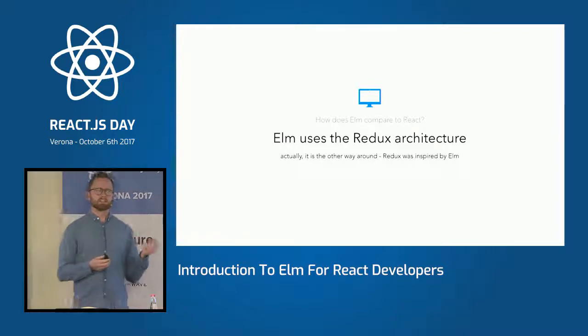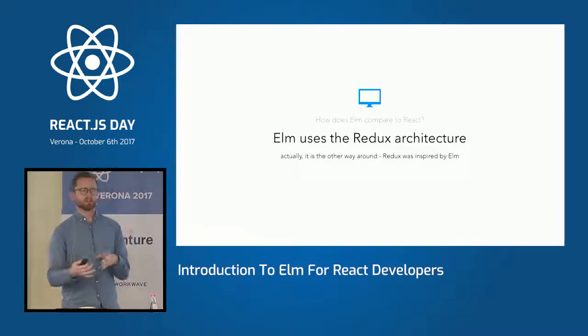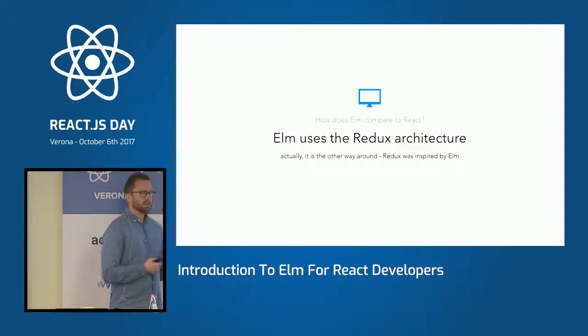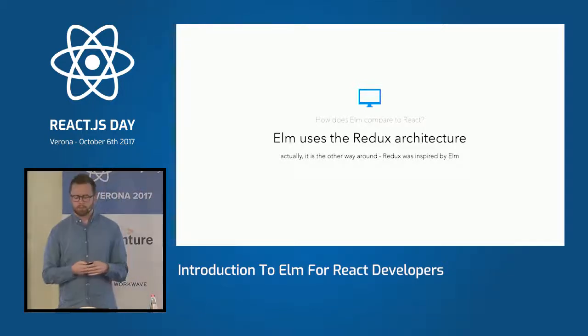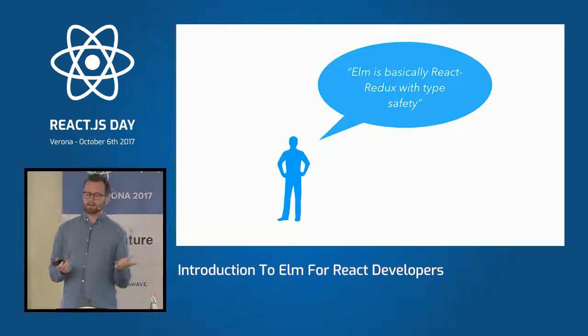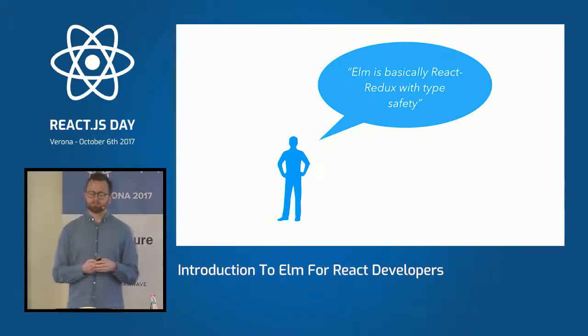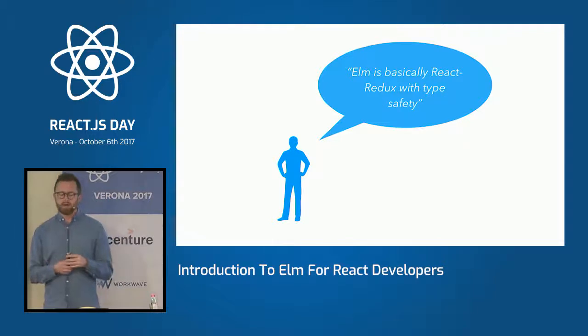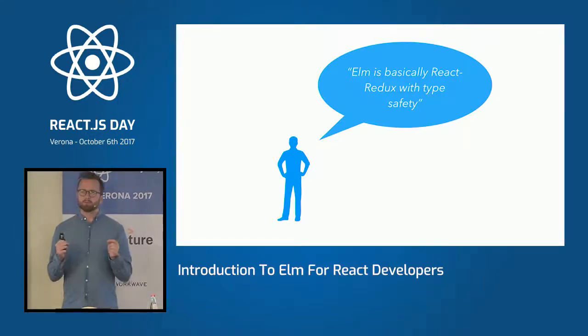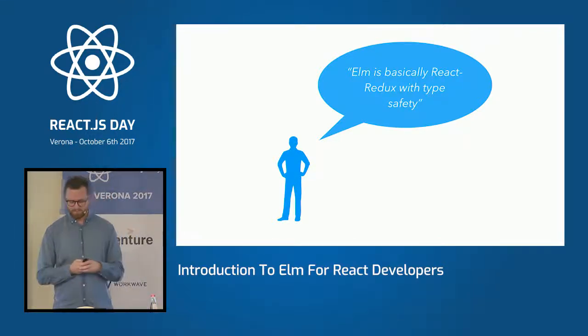But the cool thing is that it's actually the other way around. So Redux is using the Elm architecture. Because Dan Abramov looked at Elm a couple of years ago, thought it was really cool, and said, let's try to do this in JavaScript and adopt the time traveling mechanism. So I would say that Elm is basically React Redux with type safety. And that's also a claim with some modifications, but it's mostly true.